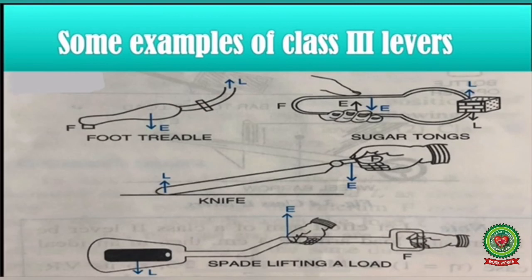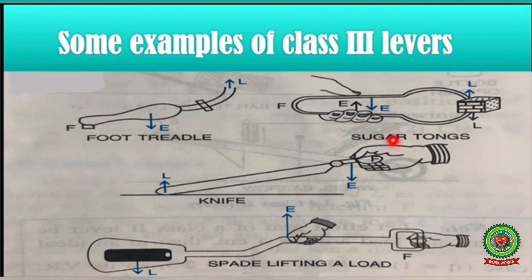Let us now discuss some examples of class 3 levers. A foot treadle. This is the effort. Here we apply the effort in this case. This side we have the load and this is the fulcrum, a point about which it is fixed. And that is why this is an example of class 3 lever.